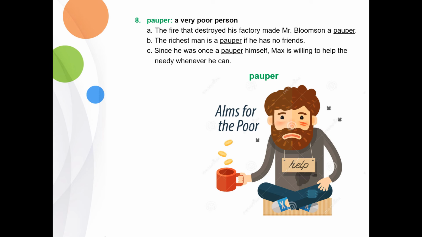Pauper. Pauper means a very poor person. Examples. Number 1. The fire that destroyed his factory made Mr. Bluesome a pauper. Number 2. The richest man is a pauper if he has no friends. Number 3. Since he was once a pauper himself, Max is willing to help the needy whenever he can.